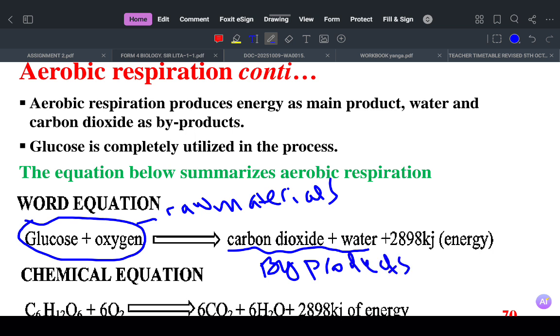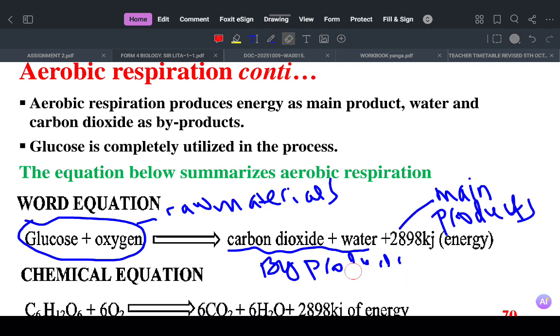The byproducts, and the energy is the main product. Make sure you know these parts for the sake of your paper. Now, notice also that this equation is called a word equation because it consists of words. All the substances and the products as well as the raw materials are written in the English language in words. Therefore, it's called the word equation.